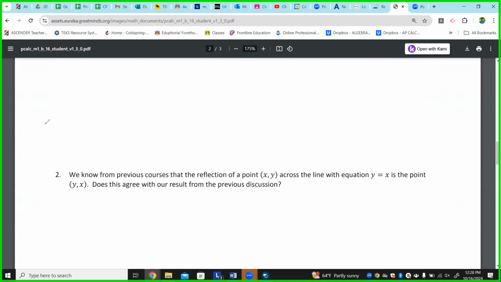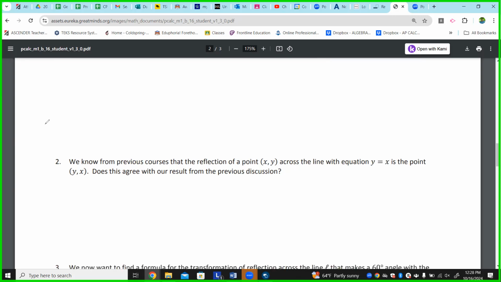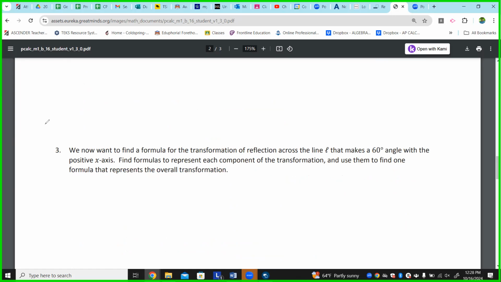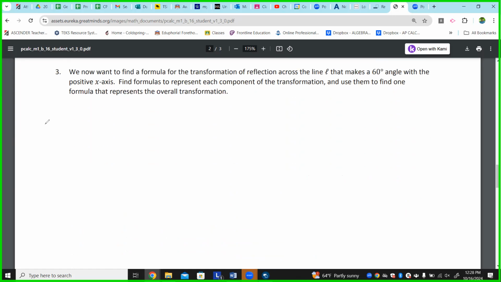All right. You can go ahead and cross out number 2. We just pointed out we're not doing proofs. Yes, sir. All right. So number 3 brings up the next discussion. We now want to find a formula for the transformation of reflections across this line L that now makes this 60-degree angle with the positive x-axis. So we're going to find formulas to represent each component of the transformation and then use them to find one formula that represents all transformations.